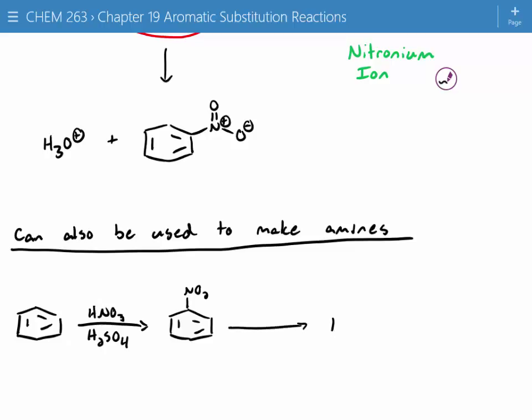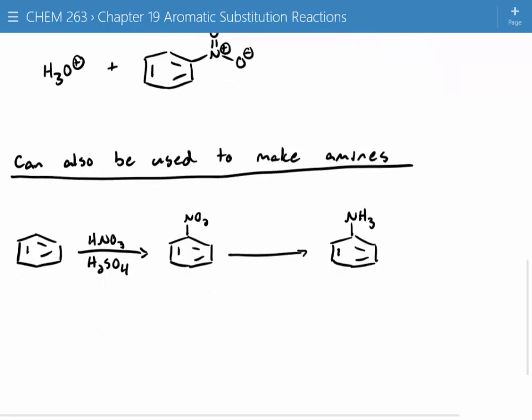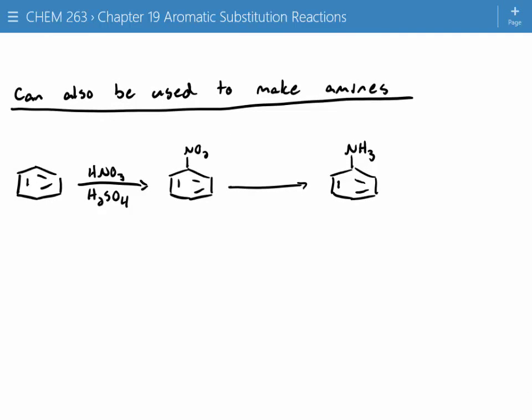The cool thing is we can take this all the way to an amine. What's this compound called? Aniline. Oops, sorry, that should be NH2. So we can make aniline. And in order to do this, we actually have to reduce the nitrogen there. The easiest way to do this is you just treat it with HCl and iron or zinc. And so we can go directly from a nitro group to an aniline pretty easily that way.